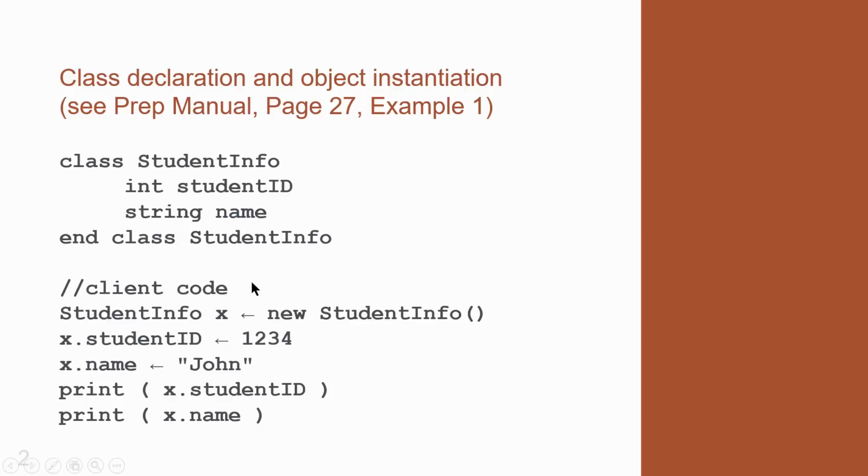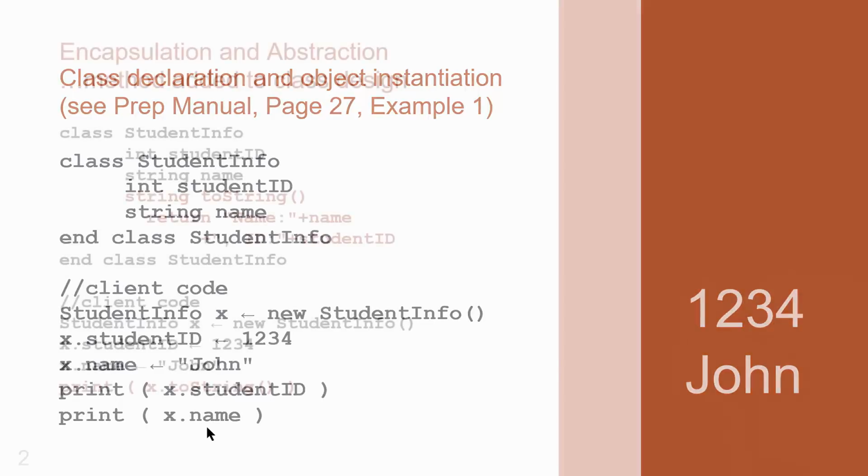And in the client code, we take 5 steps to construct an object, give it the values, and print the values. The result would be fairly predictable. Nothing special, very, very basic. Now let's take it a step further.